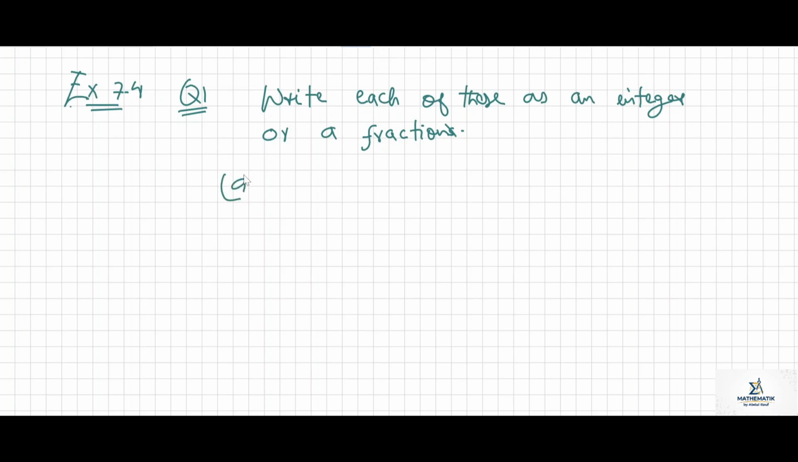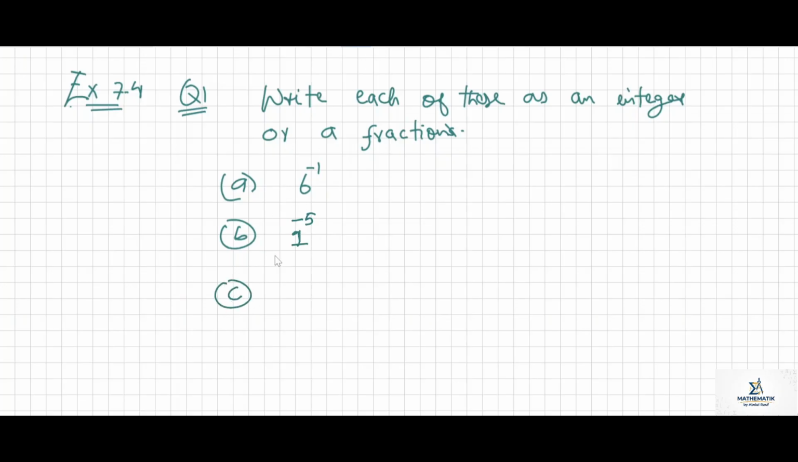It says 6 raised to minus 1. Part B, what does it say? Minus 1, it's just 1 raised to minus 5. Part C.